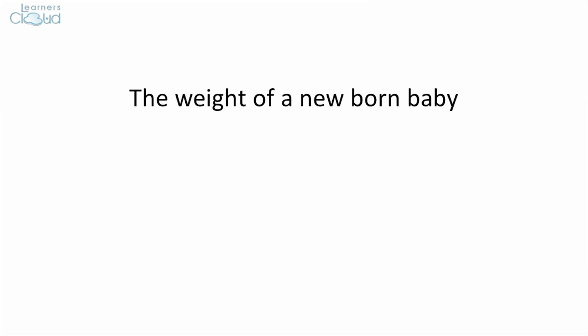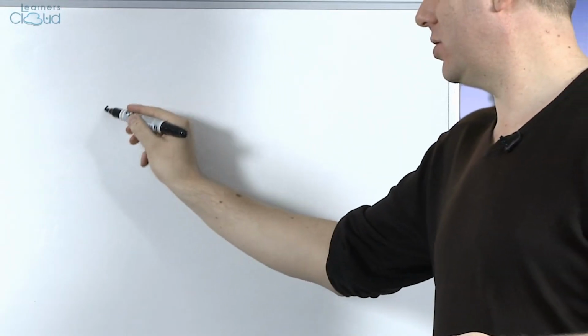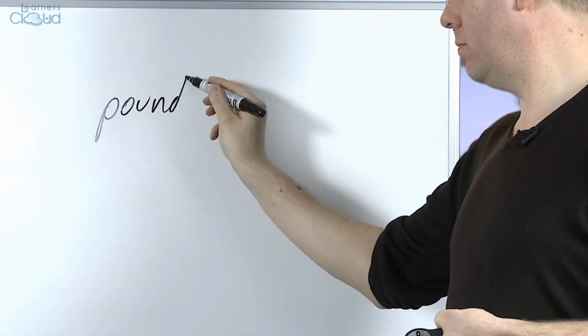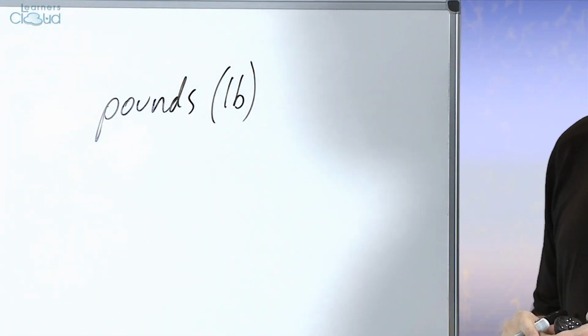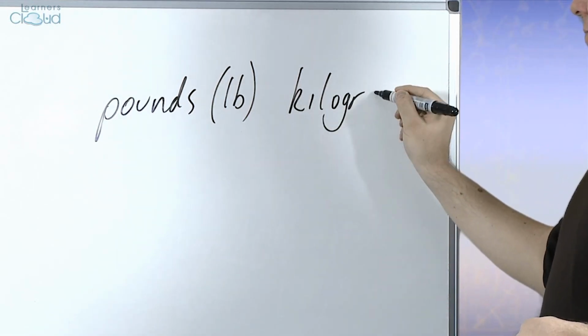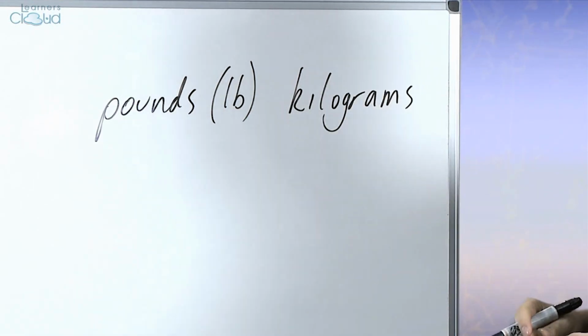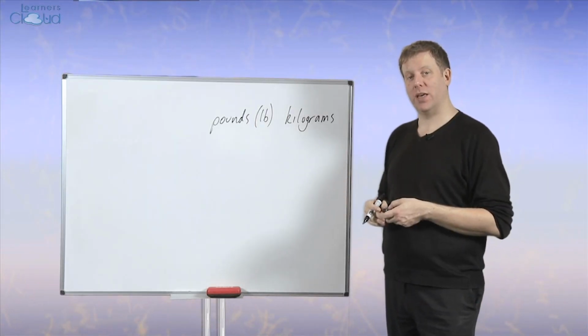Now if we have a look at the next one, the weight of a newborn baby. Now weight in imperial and metric, well, our imperial measure would be pounds, or you can use the shorthand, which is LB, and in metric it would be kilograms. And they're both units of weight, one imperial, one metric.